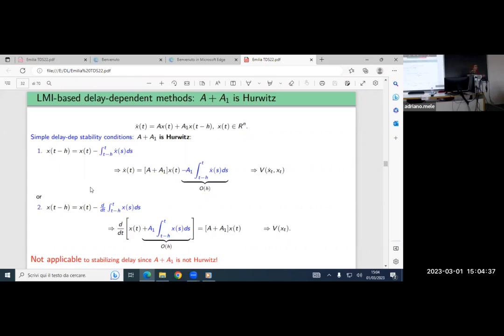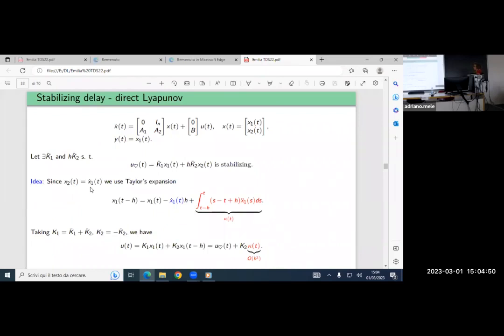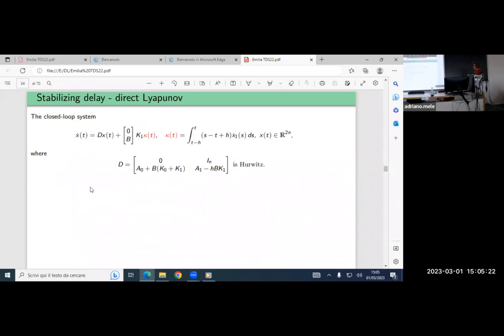What is a neutral type system? The delay appears in the highest derivative. So this is another presentation. And it appears that if we have the case of stabilizing delay, we just need one more term in the Taylor approximation. And that's all. And then it will work in the same manner as the previous case. For instance, we can use this presentation, and then we have to compensate this term by using some additional functional. It is called a Lyapunov-Krasovskii functional.